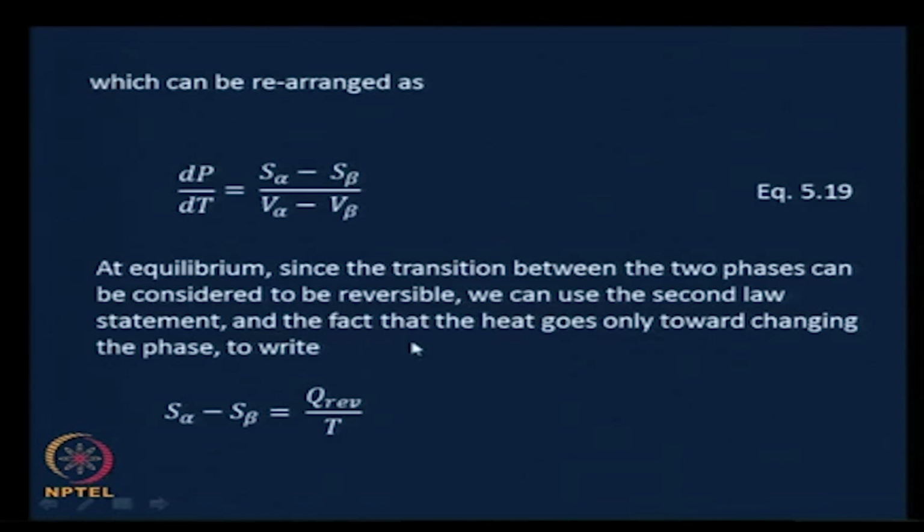And now let us bring in this fact: the heat goes only towards changing the phase, and therefore this Q reversible can be replaced by the difference in enthalpy between the two phases. There is nothing else that is happening there. The heat interaction goes directly towards changing the phase. Therefore, the Q reversible for this particular process can be replaced by the delta H, which happens to be H alpha minus H beta. Therefore, S alpha minus S beta becomes equal to H alpha minus H beta by T, which can be written as L by T, where L is the latent heat of the phase change. We will call this equation 520.